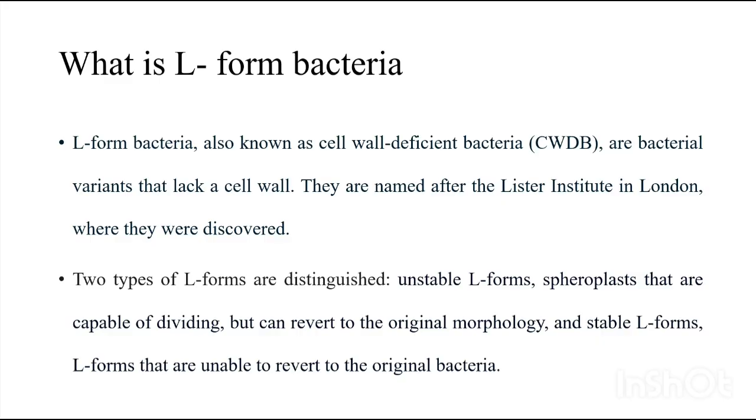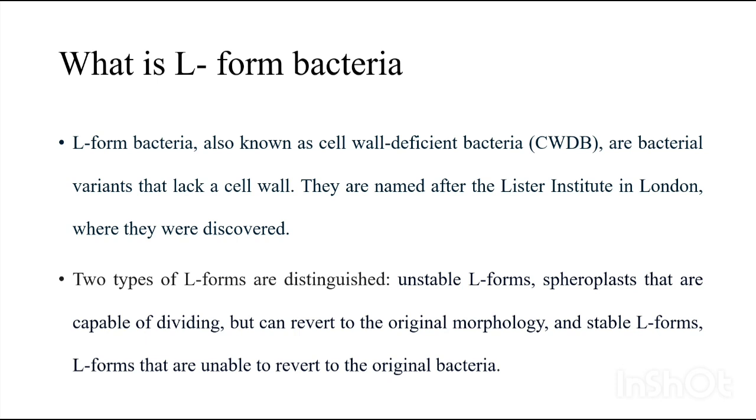So again, what is L form bacteria then? Sometimes we get confused between L form and spheroplast. What is the difference between L form and spheroplast? L form bacteria are actually cell wall deficient bacteria, or this is a variety of bacteria that lack the cell wall. They are named after Lister Institute in London where they were discovered. But there is also a variety of Bacillus genus, Bacillus subtilis species, that lacks the cell wall and is called the L form of Bacillus subtilis.